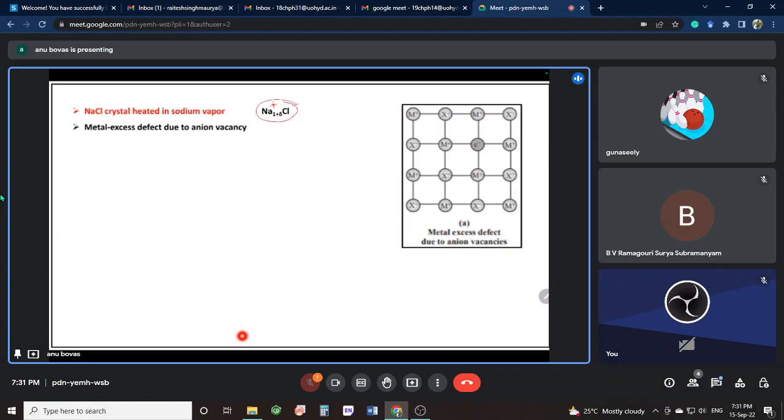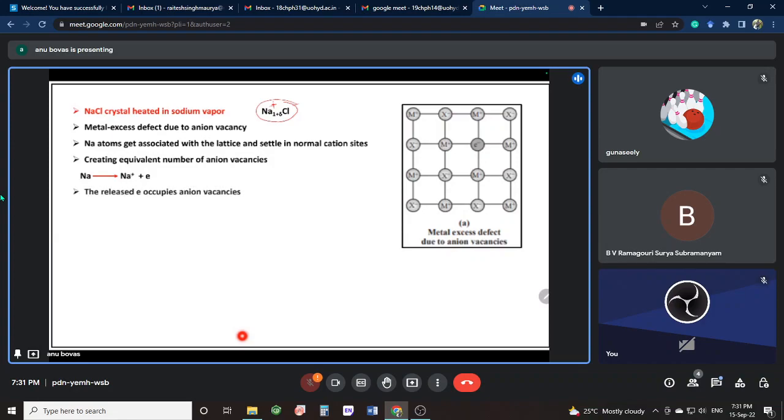When a NaCl crystal is heated in sodium vapor, it acquires a yellow color. This yellow color is formed because of F centers. How are F centers formed? When this is heated, sodium atoms will get associated with the lattice site and settle in normal cation sites. Now we have extra cations, which means we have an equivalent number of anion vacancies. So this is due to anion vacancy. And now if we don't have anions, we need to maintain the electrical neutrality, right? So sodium will convert to Na+ and an electron. This electron occupies the anion vacancy.